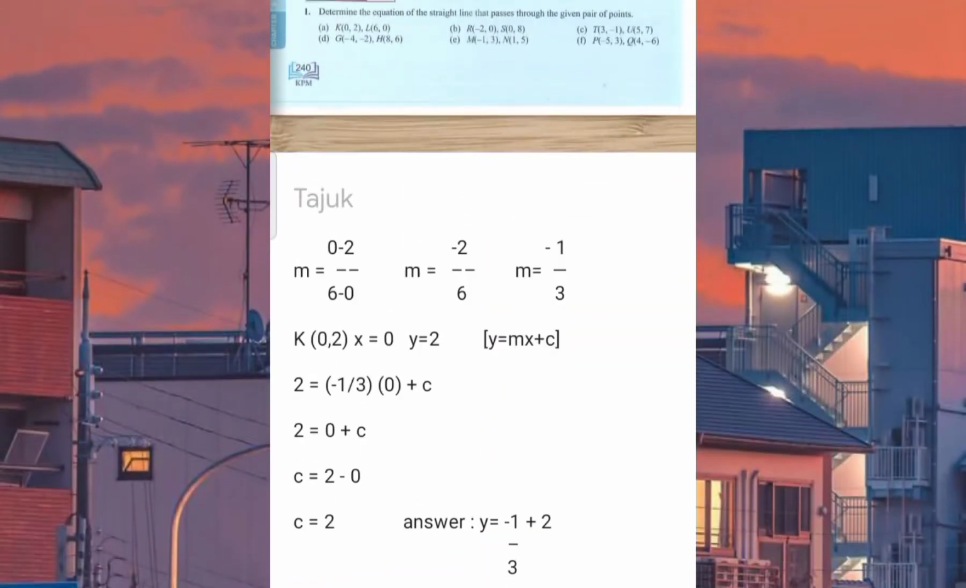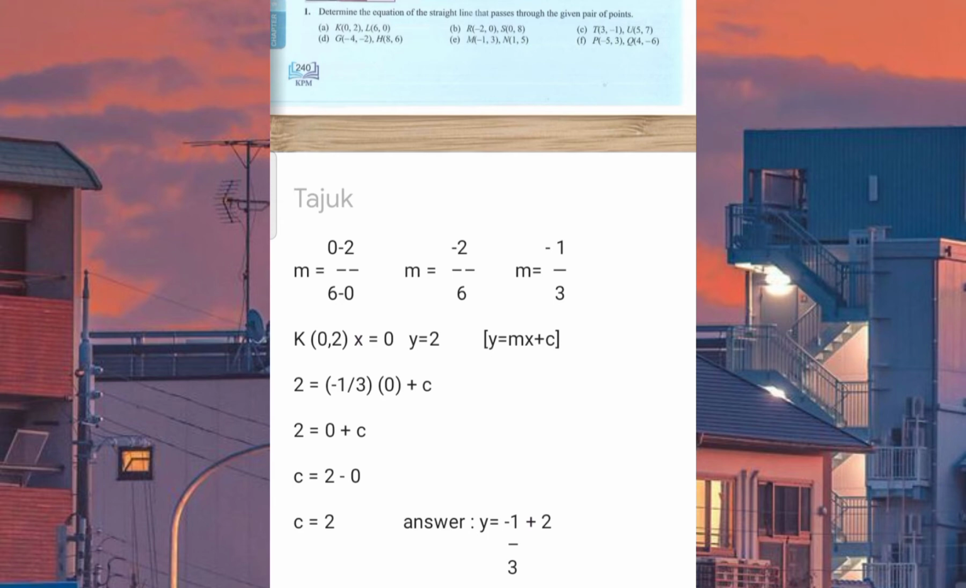Mind test 9.1e. Determine the equation of the straight line that passes through the given pair of points. So for question A, K(0, 2) and L(6, 0). So the solution is m = (0 - 2)/(6 - 0), m = -2/6, m = -1/3.